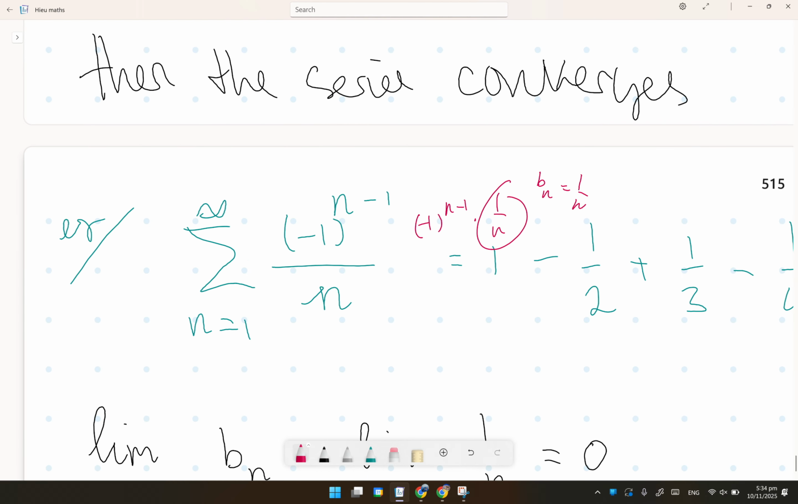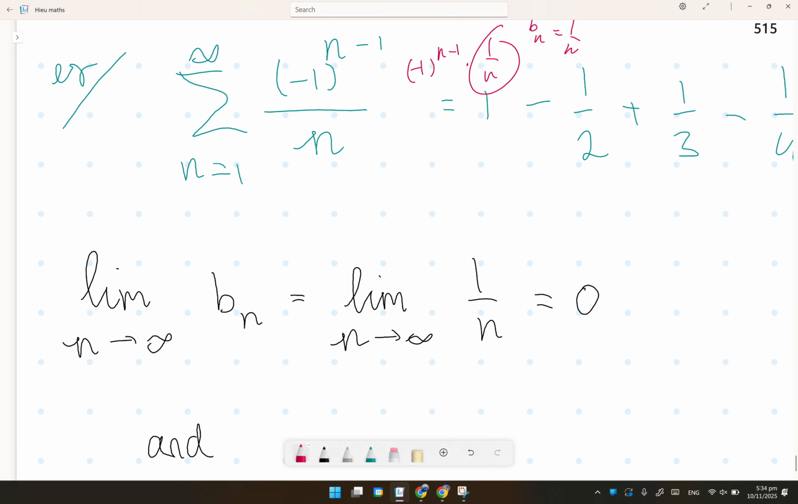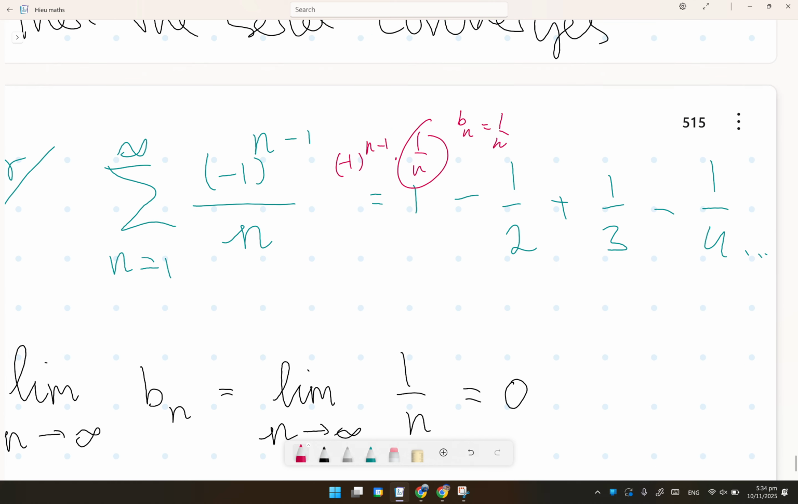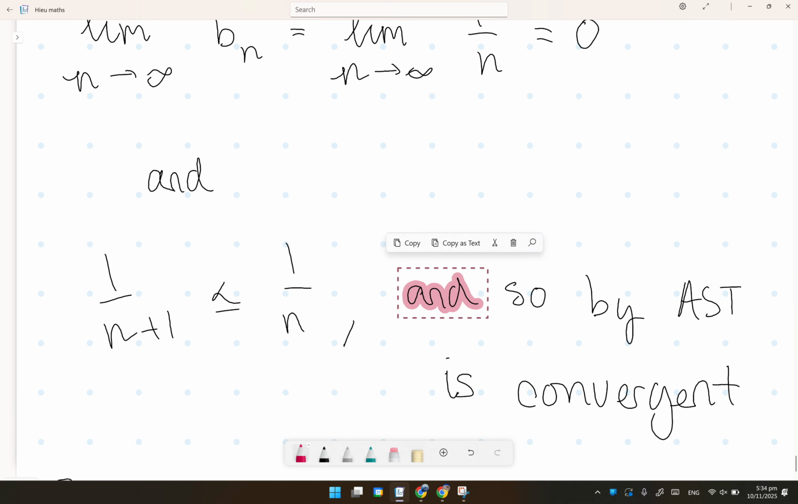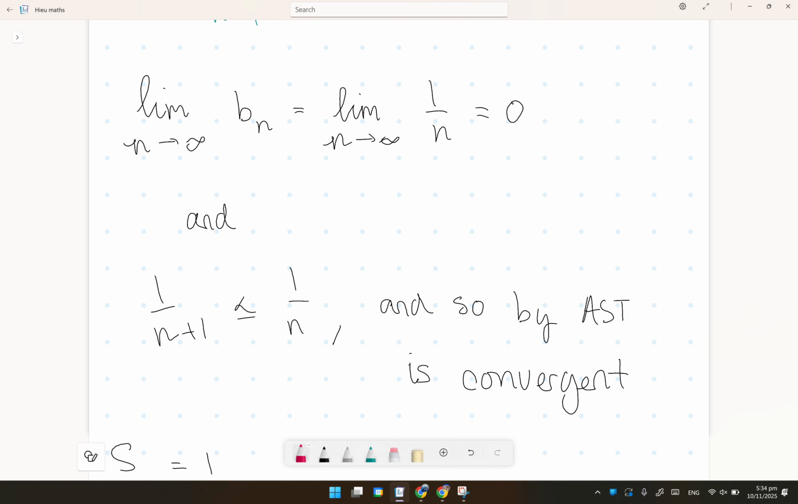And it's going to look something like this. So we check the limit to infinity. The limit of 1 over n is going to be 0. And we check if it's a decreasing sequence. 1 over n plus 1 is definitely smaller than 1 over n, right? And so it is definitely decreasing. It has a limit to infinity of 0. And therefore, through the alternating series test, it is convergent.